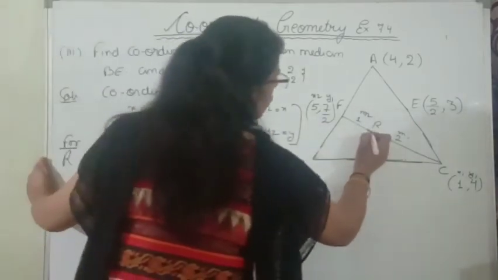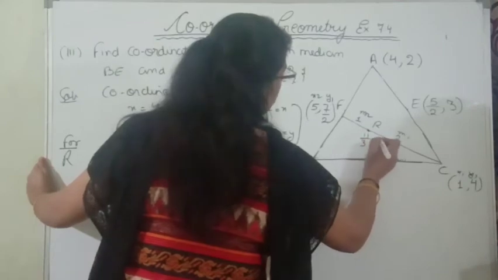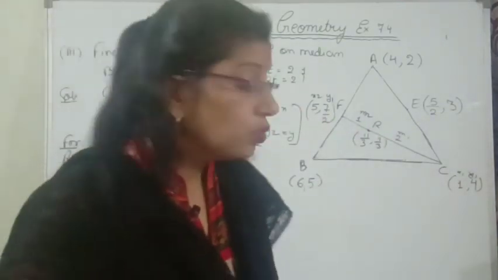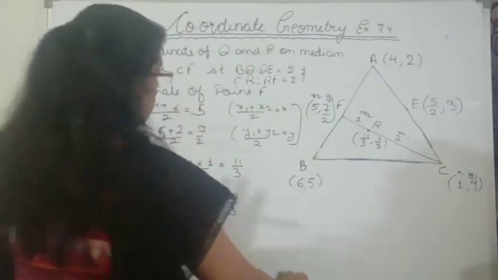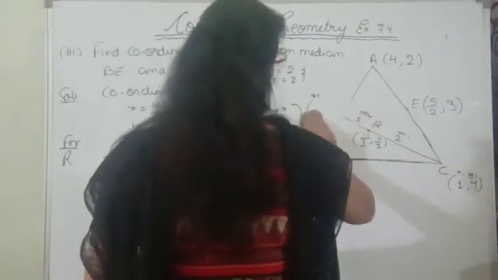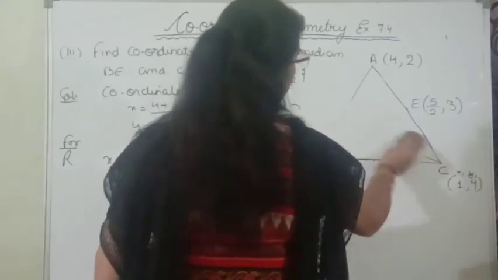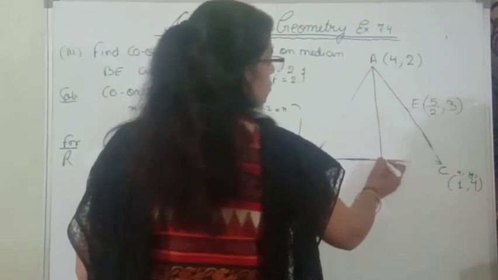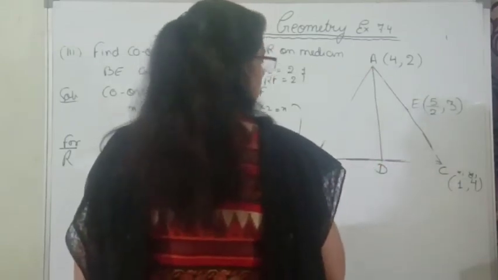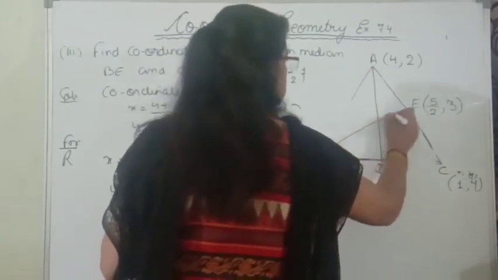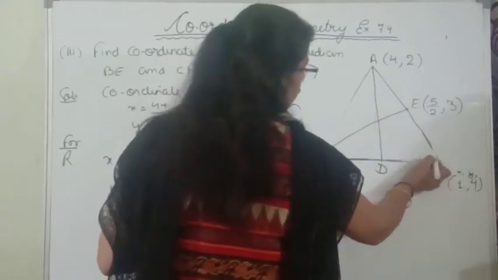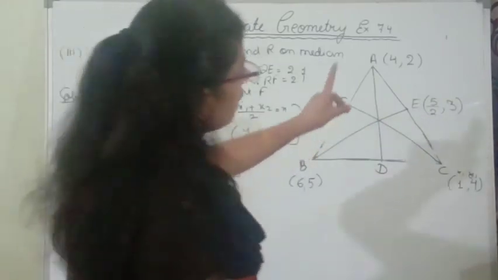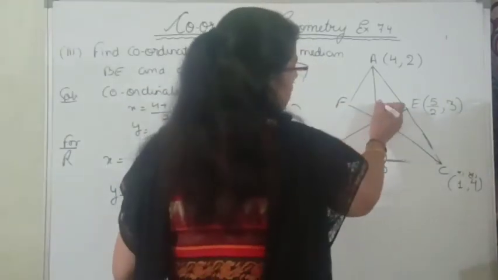So in this case also you got 11 upon 3 and 11 upon 3. What does it mean now? Look at carefully. In all the three cases you got the same point, 11 upon 3. Whether we draw the median like this, this is AD, or the median like this, this is BE, or from here to here, this is F point, in each and every case it is divided in 2:1.